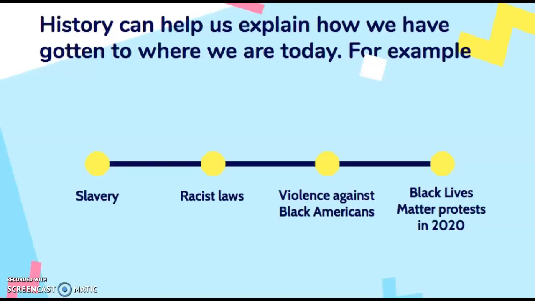So one of my favorite things about history is that it can help explain how we've gotten to where we've gotten today. So I've mentioned this multiple times now, and there's been a lot of Black Lives Matter protests during the summer 2020, and there's a long legacy in this country that has gotten us to where we are today, and this begins with slavery, then continued with racist laws that were created after slavery ended. And then there's been a lot of violence against Black Americans. So those are just some examples of how we've gotten to where we are today. And again, we'll continue to unpack this and talk about it more throughout the school year.